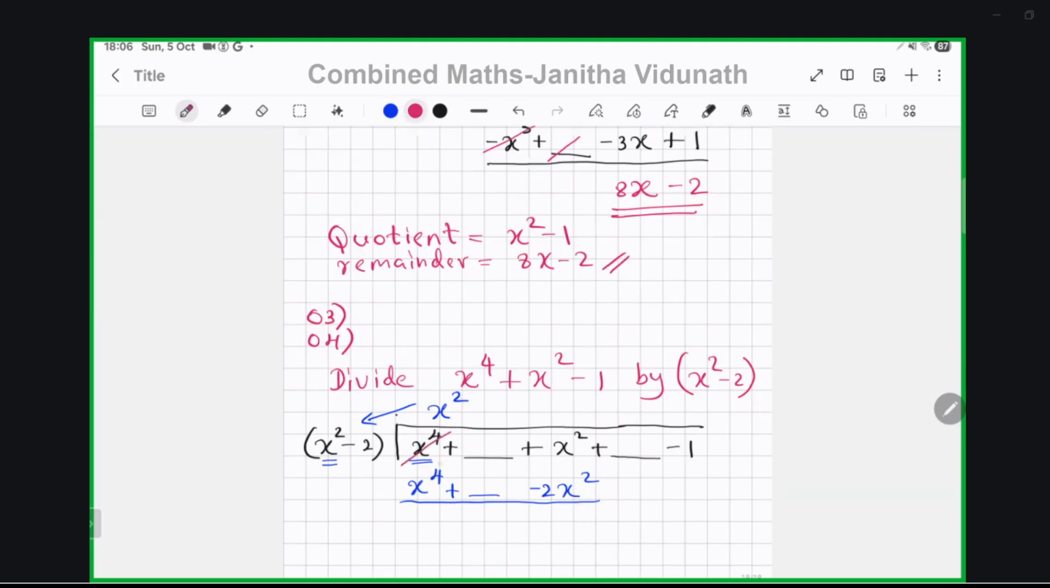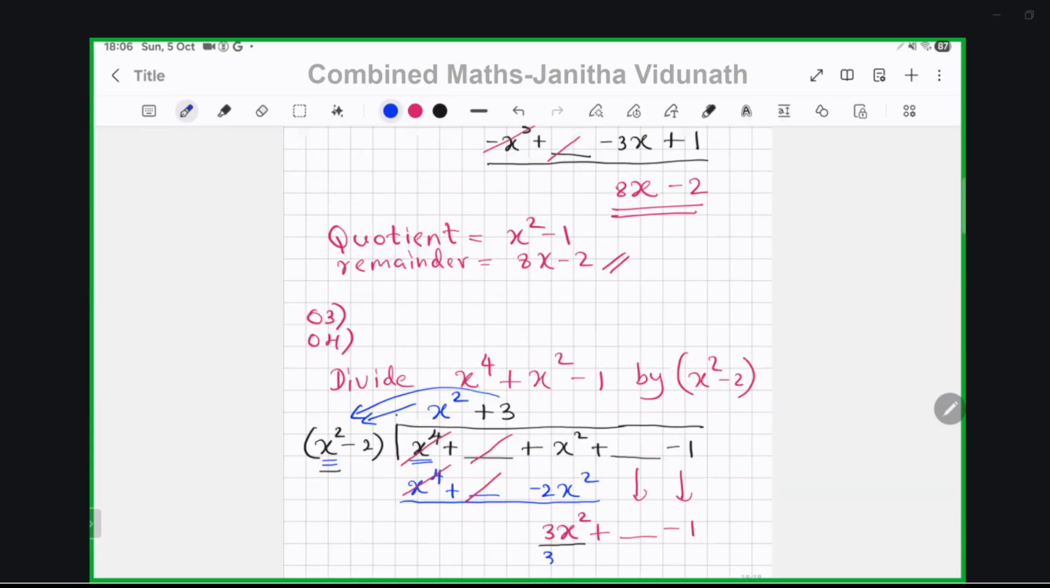Then the x to the power 4 term is cancelled out. There are no terms in x cube. X square minus minus 2x square will result 3x square. Plus we need to bring down the blank. We need to bring down minus 1. Then we need to divide 3x square with the x square. Then it will give the result as plus 3. Then we need to multiply plus 3 with the entire divisor.